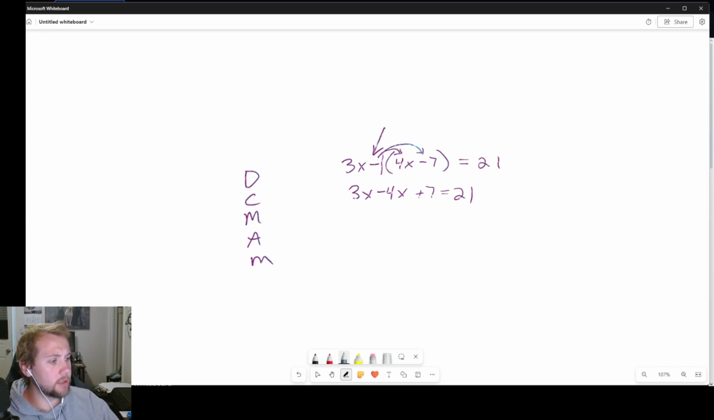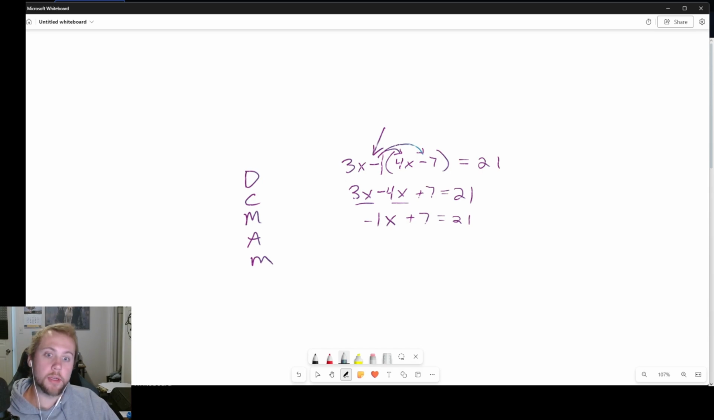So let's go ahead and combine those. 3 minus 4, because the x's are just there, the variables are just there. We're still going to have to combine like terms. They're both the same variable, so we can combine them. 3 minus 4 is negative 1, and you still have that x on it, plus a 7 is equal to a 21.